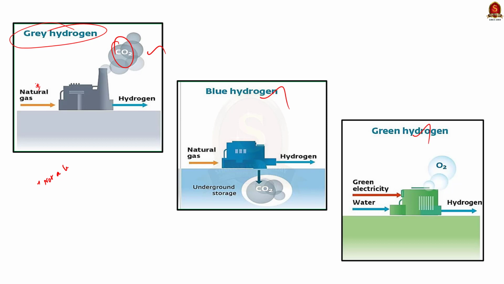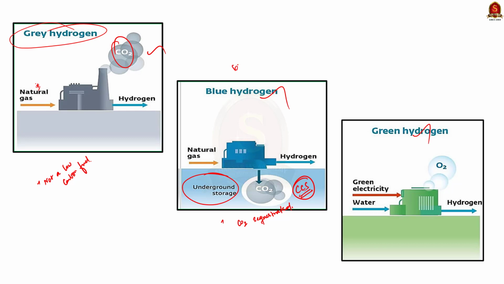Secondly, come to blue hydrogen. Blue hydrogen is similar to grey hydrogen, but here most of the CO2 emitted during the production process will be sequestrated. That is, the CO2 emitted during the production will be stored in the ground using carbon capture and storage methods, etc. Therefore, blue hydrogen is considered to be a low carbon fuel.